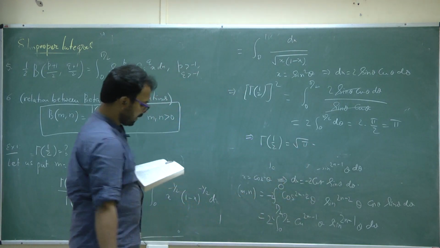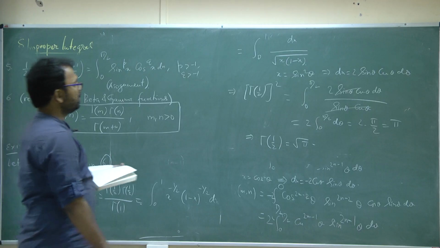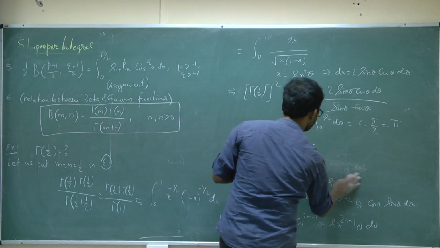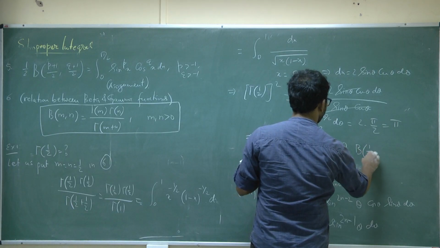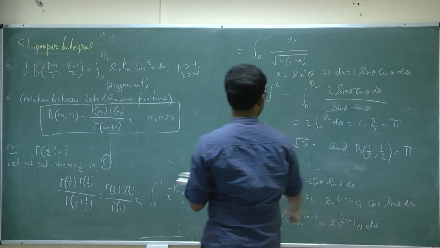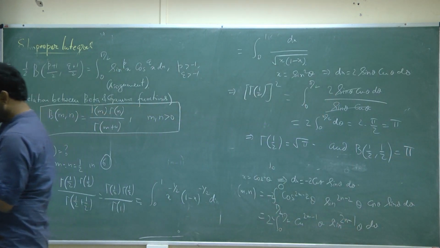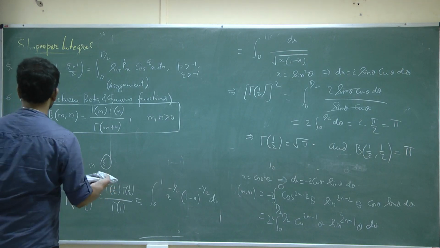So the value of gamma half is square root of pi, and not only that, you can also say that beta half is pi. Okay? So beta half is pi and gamma half is square root of pi. So this is one very useful application of the connection between beta and gamma function.